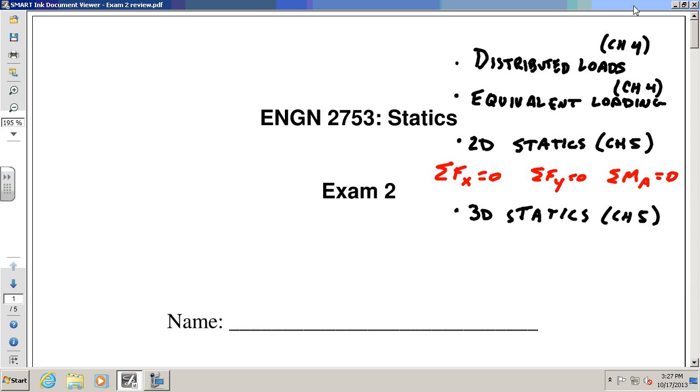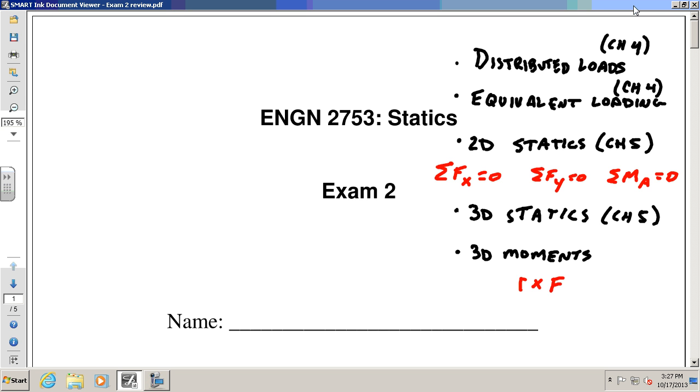And the last thing is, don't forget about 3D moments, okay? And that's something that you want to make sure you know how to do. R cross F, make sure you know how to do that as well, okay? I really think I've designed this test to be very easy and straightforward. I hope you believe that when you take it.